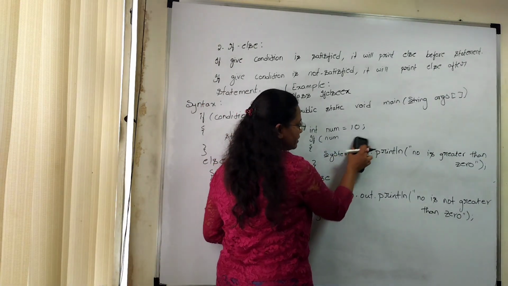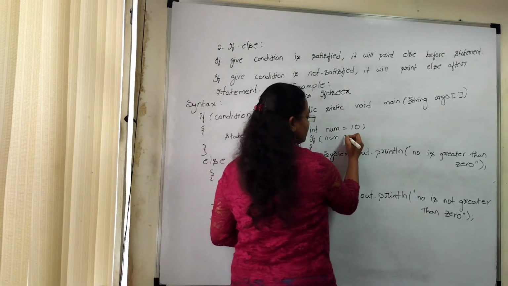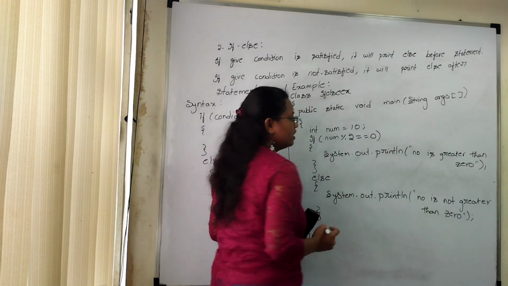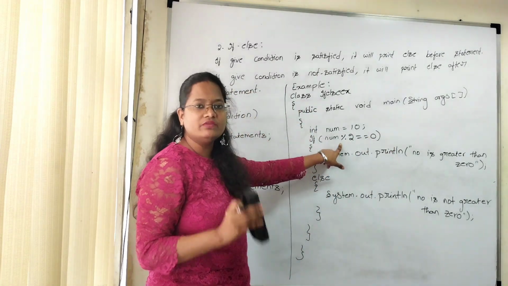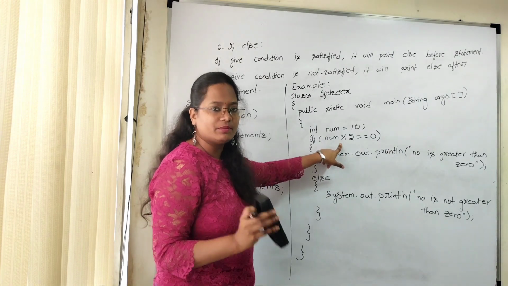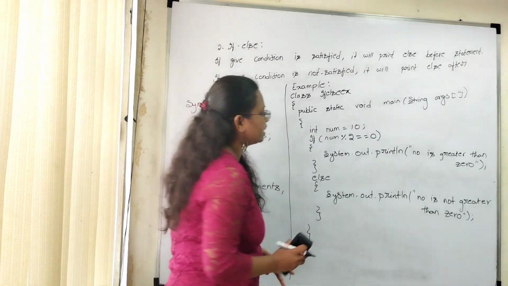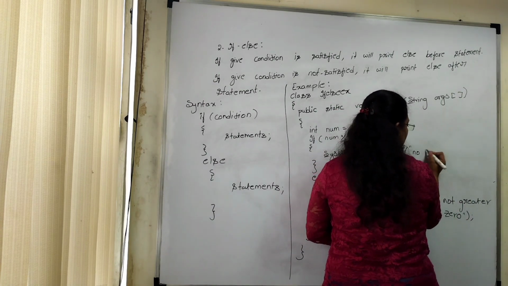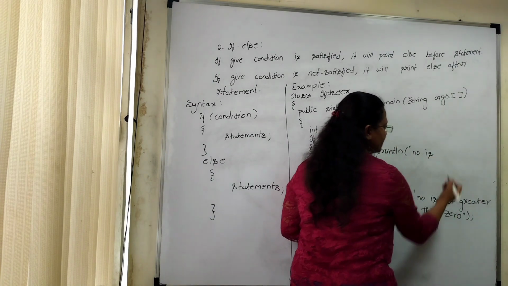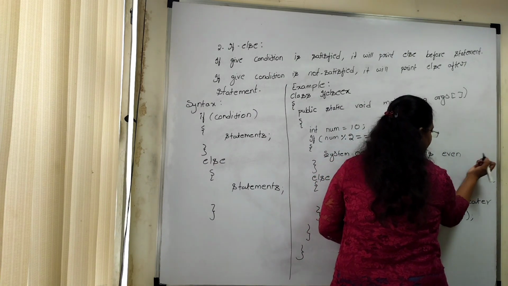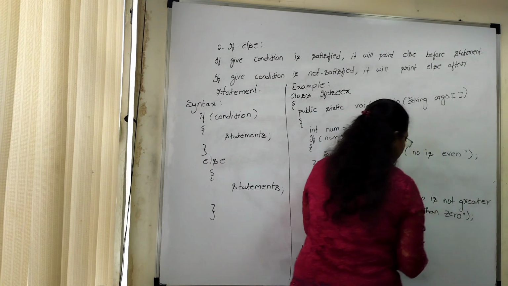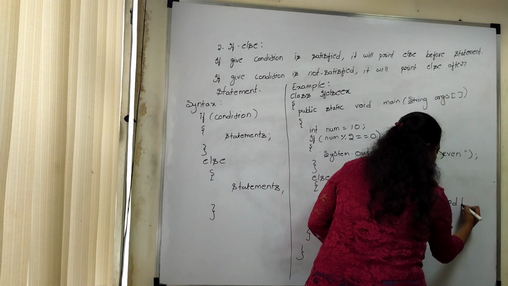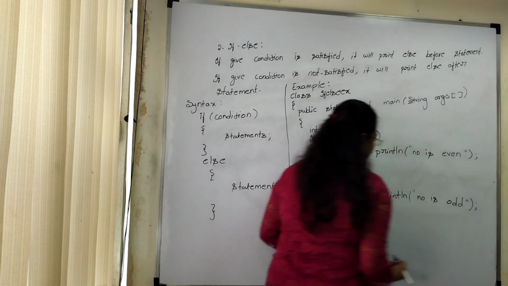Same logic, guys, I am just changing the code a little bit. You need to change the if condition here: num modulo 2 equal to 0. This is the logic to find out whether a given number is an even number or an odd number. Okay. Now see here, change the statement: number is even, and here number is odd. So let us see here.